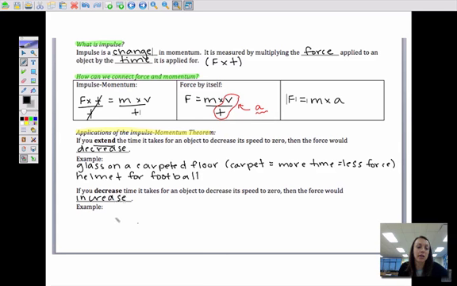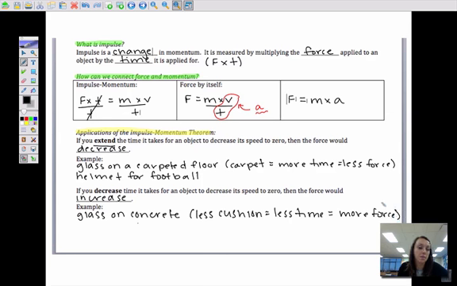Say you're drinking that same glass of water, but now you're outside, like on the sidewalk. So if you drop your glass on concrete, it'll be more likely to shatter because there's less cushioning, which is equal to less time, which is going to be equal to more force applied to the glass. So it'll be more likely just to shatter all over the place.